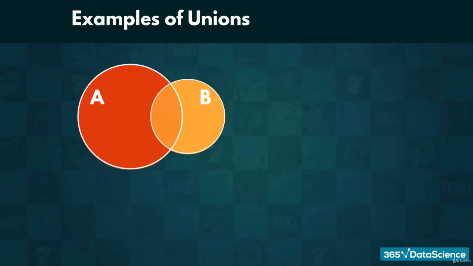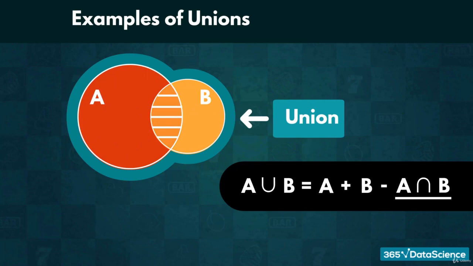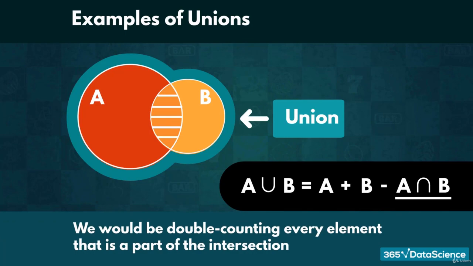If the events intersect, the area of the union is represented by the sum of the two sets minus their intersection. That is because if we simply add up the area of the two sets, we would be double counting every element that is part of the intersection.